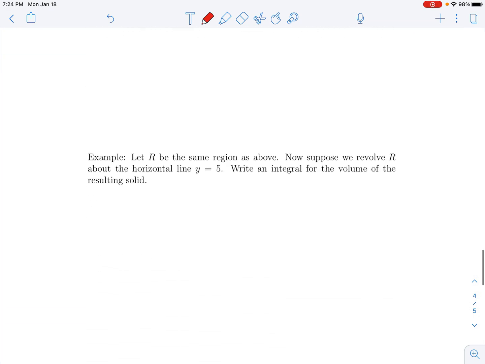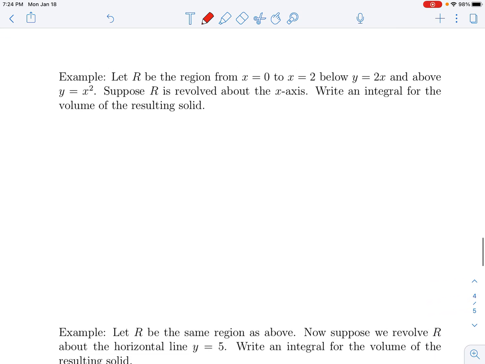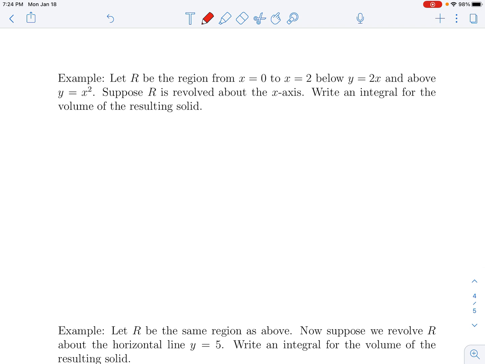So let's look at an example. Let R be the region from x equals 0 to x equals 2 below y equals 2x and above y equals x squared. So let's try to draw a picture of that.